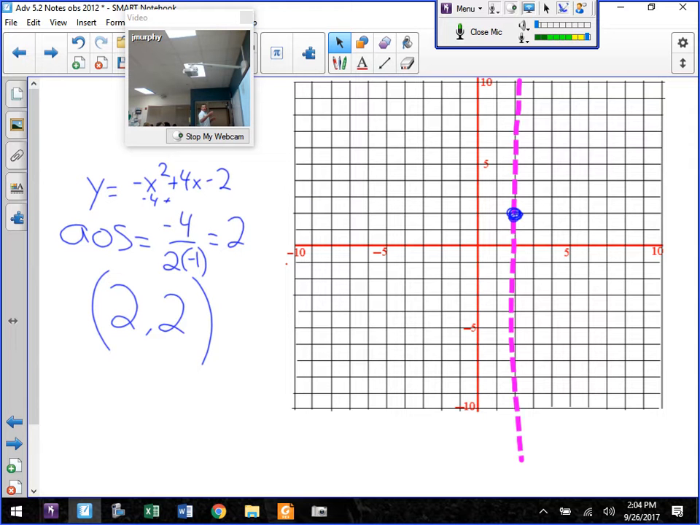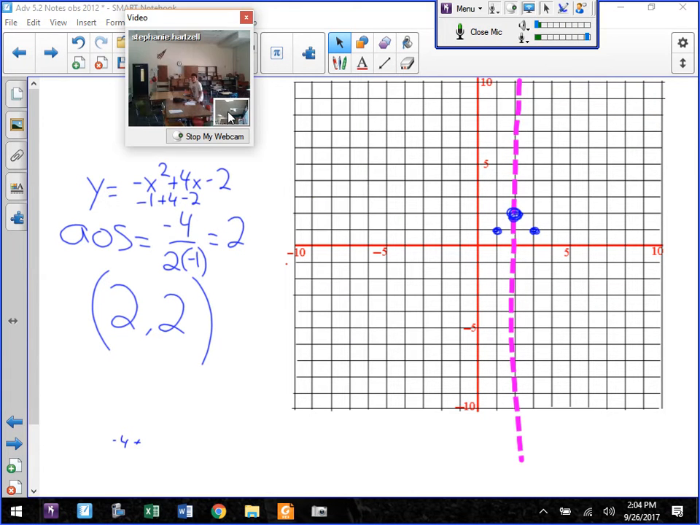I would choose my next 2 points to be when x is 1 and when x is 0. So if I use 1, what's 1 squared? It's 1. So I get negative 1 plus 4 minus 2, and I get 1. So here's 1 point, which means the symmetric twin is on the other side of it, right there. Okay?